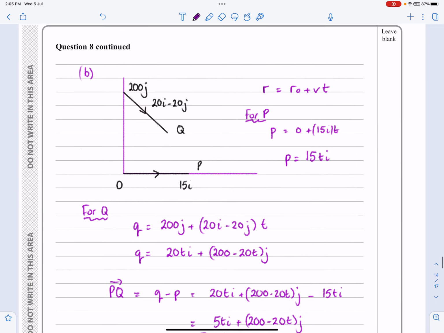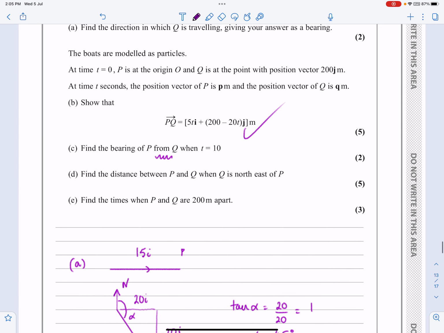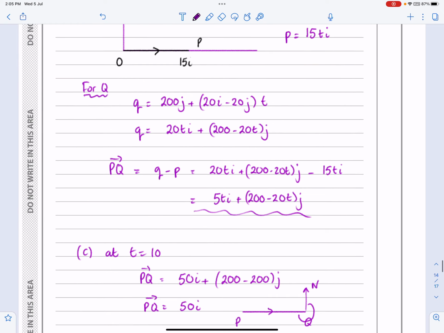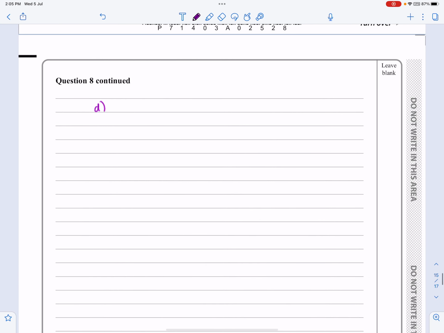And then what does part D say? Long question. This part D says, find the distance between P and Q when Q is northeast of P. Again, a little diagram just helps for this bit here. Let's just do this here. So what we're saying is we've got this scenario, and this works if it's northeast, if it's west, if it's southeast, southwest, any of the compass heading directions.